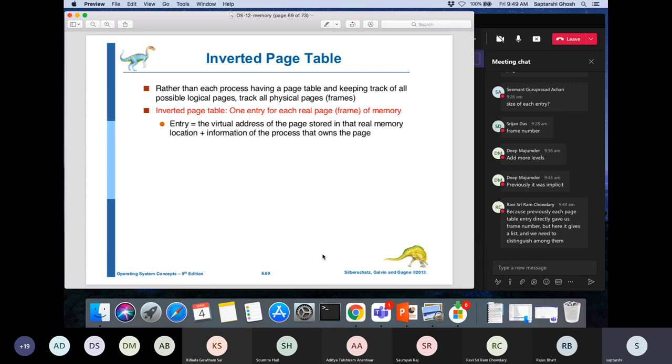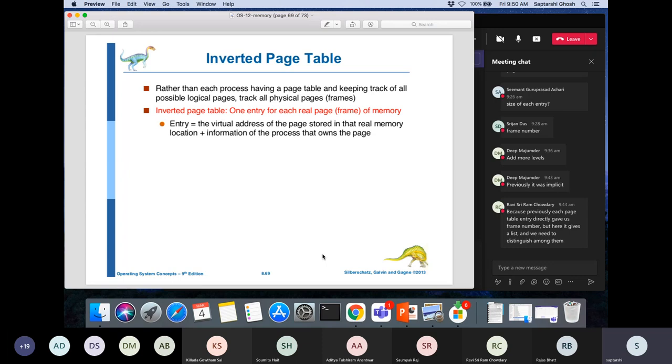So rather than each process having a page table, we now say we have a single table, the inverted page table, where there is one entry for each real page, that means each frame of the memory. The entry will be the virtual address of the page stored in that real memory, plus some process ID or some kind of information which will indicate which process is storing that page. So now we are completely inverting the situation. That is why it's called an inverted page table.